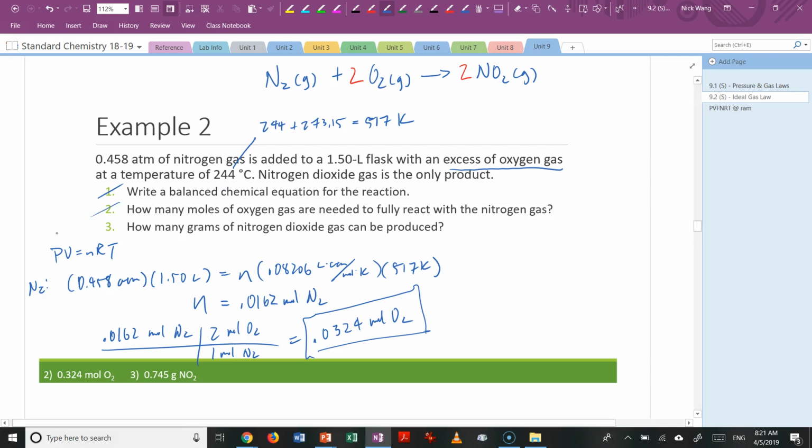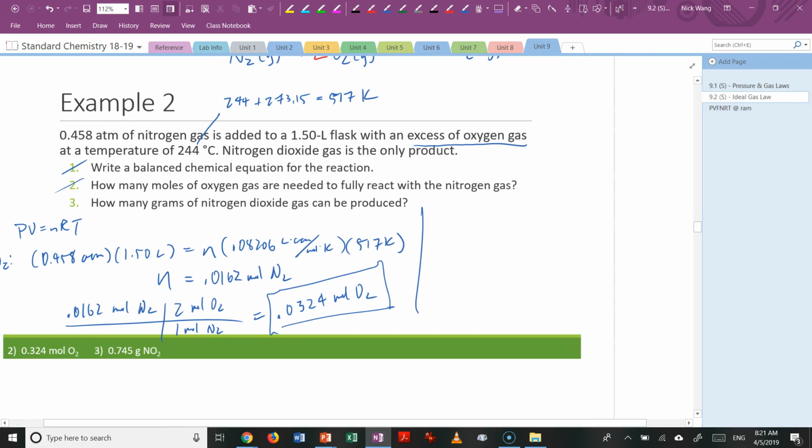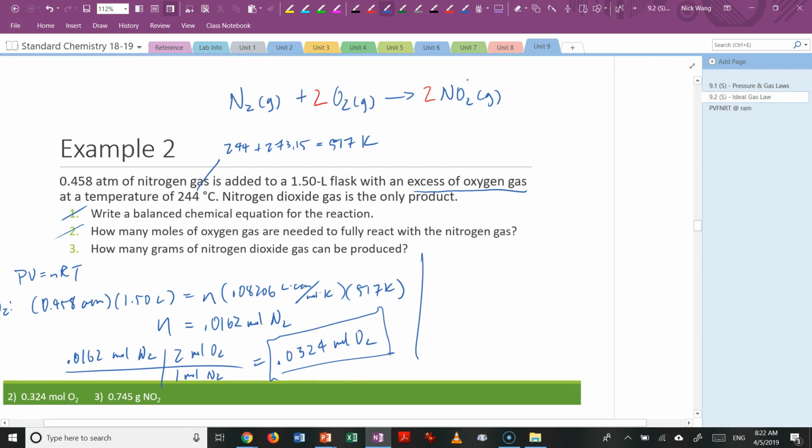How many grams of nitrogen dioxide gas can be produced? So how much is going to be produced here? We know that our limiting reagent, as I said before, is going to be the amount of nitrogen gas that was initially given to us. That was provided at the beginning of the problem. Now they're asking for grams of nitrogen dioxide gas. They're asking for the amount of product.